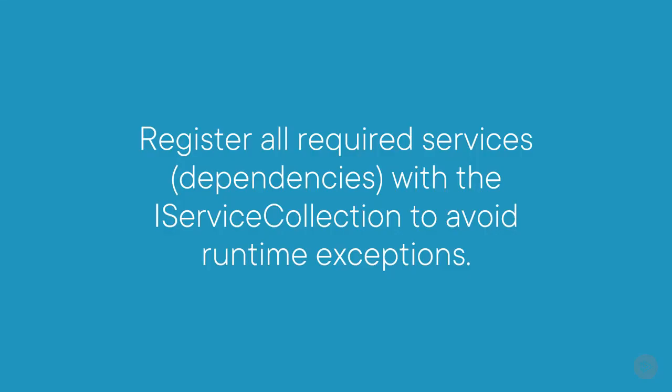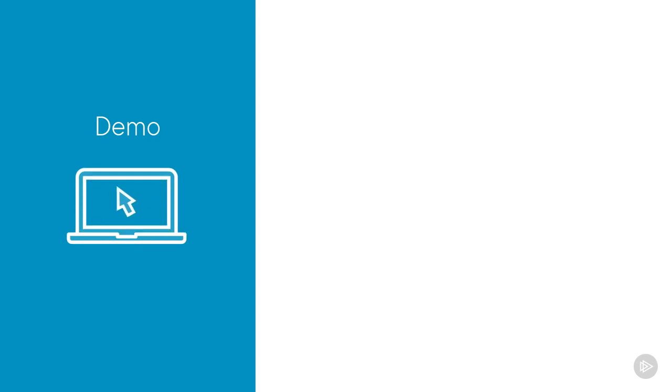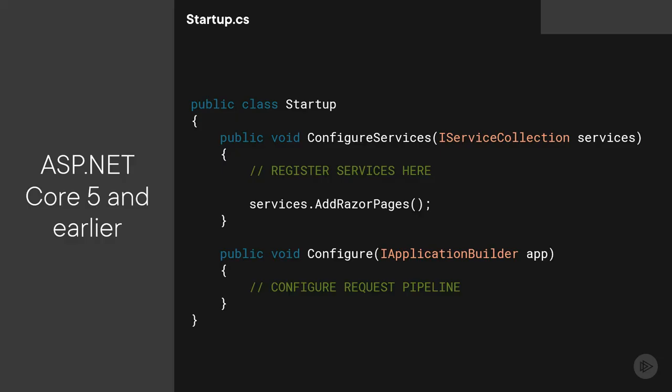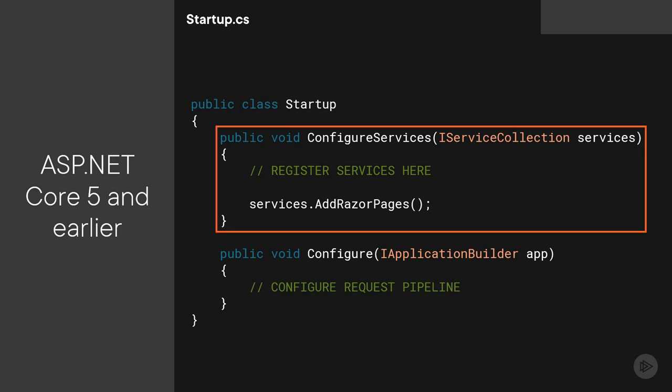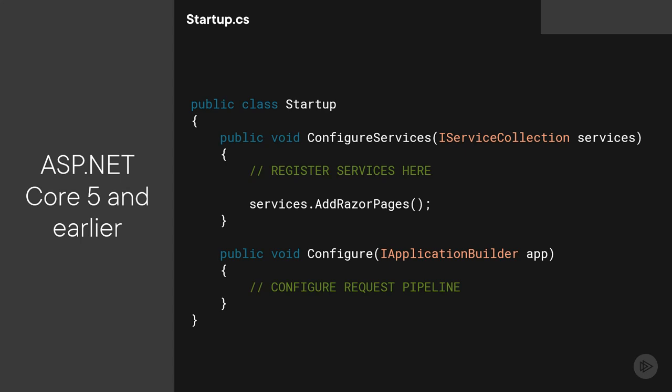Failure to do so results in exceptions being thrown when those dependencies are first required, just as we saw in the example previously. In this demo, we'll register our first service with the dependency injection container. If you use ASP.NET Core 5 and prior templates, it's worth highlighting that you configure services inside a class named Startup within its ConfigureServices method. This approach is still supported if you've upgraded a project to ASP.NET Core 6 and want to continue using that pattern. We're focusing on ASP.NET Core 6 in this course.